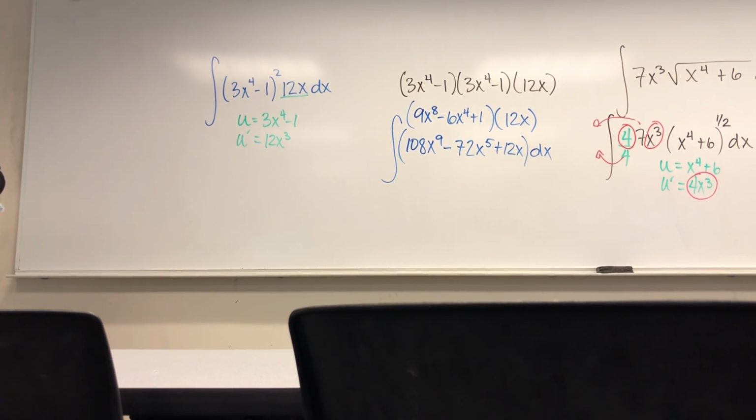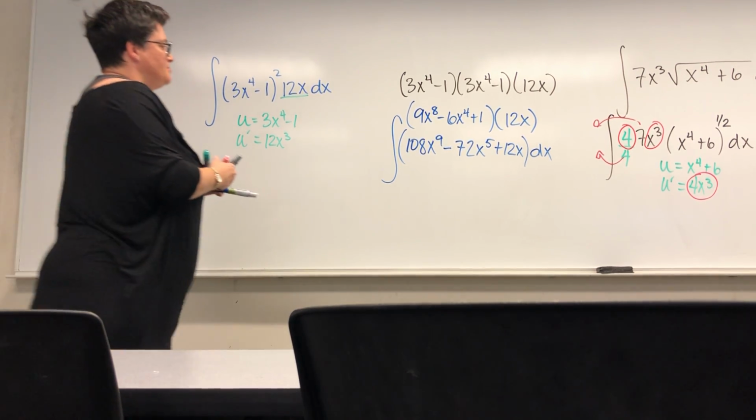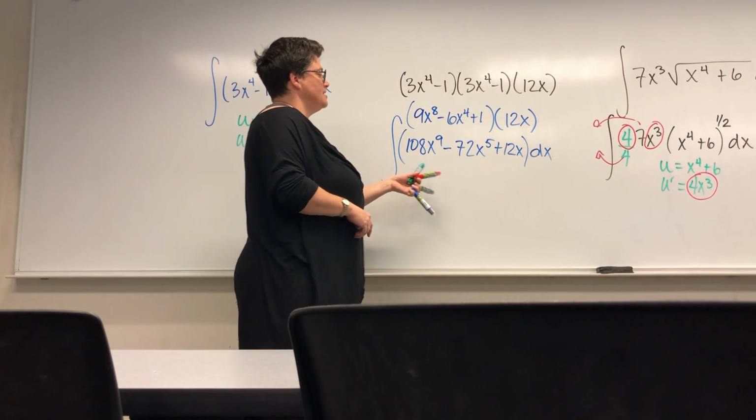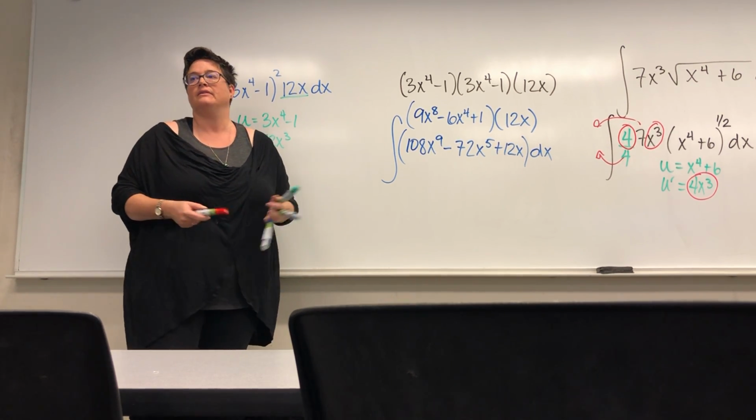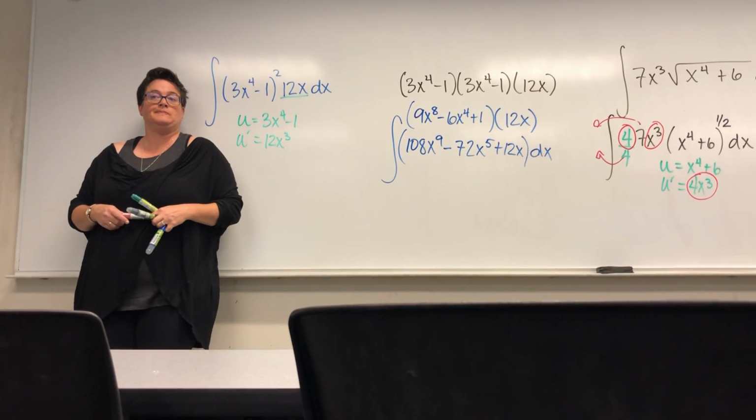I guess I just lost my place, but that's okay. So now it's just time to integrate, that's it? Yeah, this will be 108x to the 10th over 10 minus 72x to the 6 over 6 plus 12x squared over 2 plus k. Okay.